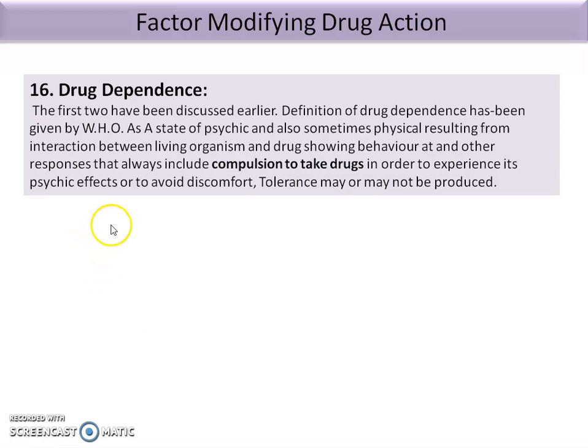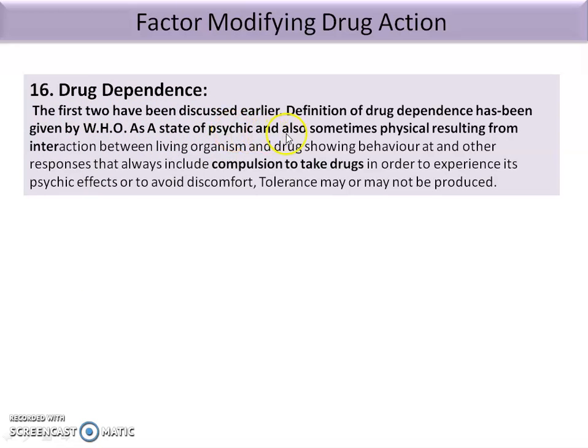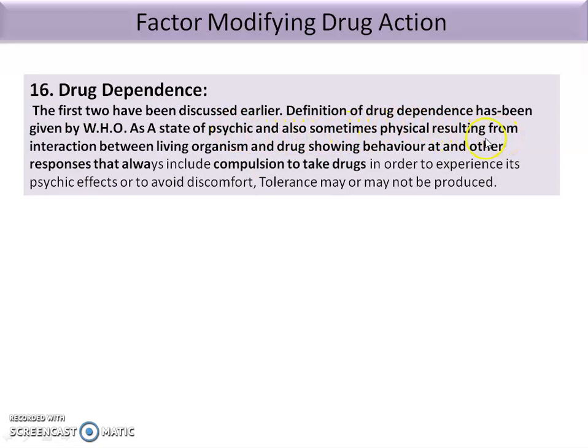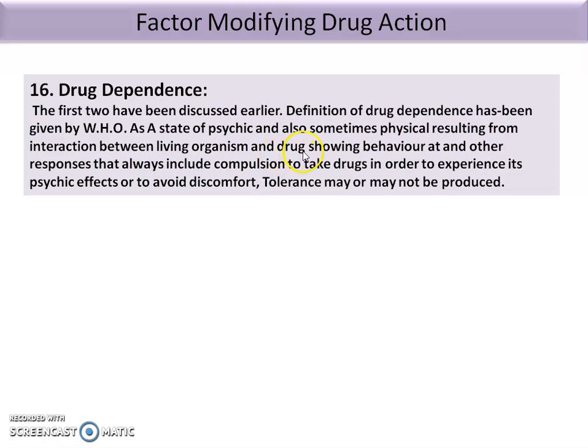Then the next factor is drug dependence. The WHO describes it as a state, psychic or sometimes physical, resulting from the interaction between the living organism and the drug, showing behavioral and other responses that always include a compulsion to take the drug in order to experience its psychic effect or to avoid the discomfort. In drug dependence, tolerance may or may not be produced. But drug dependence is a condition of mind: a compulsion to take the drug.